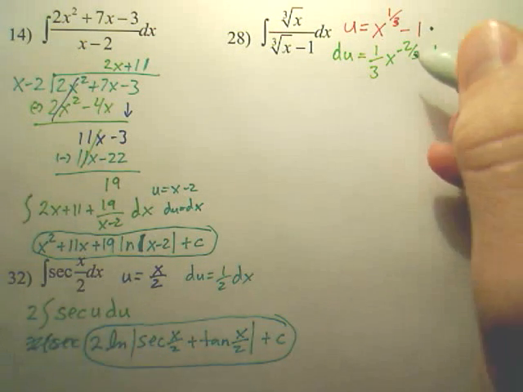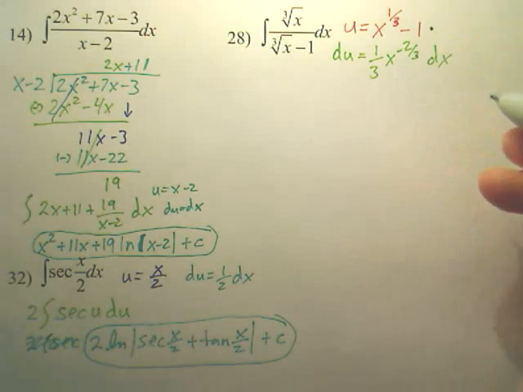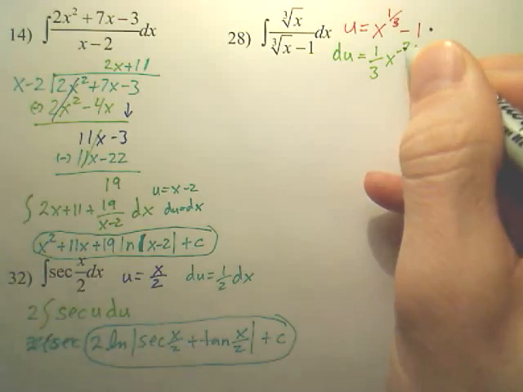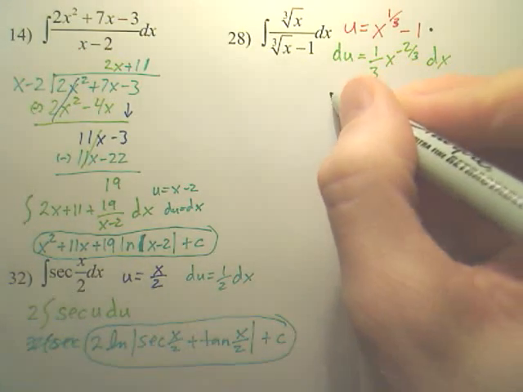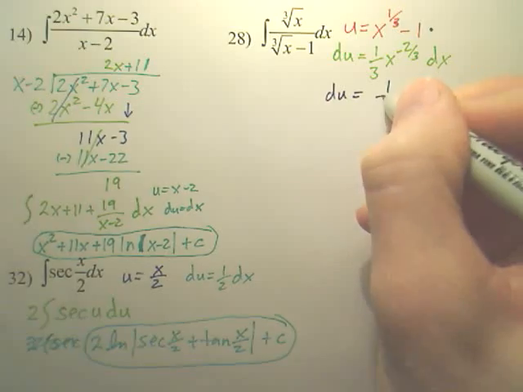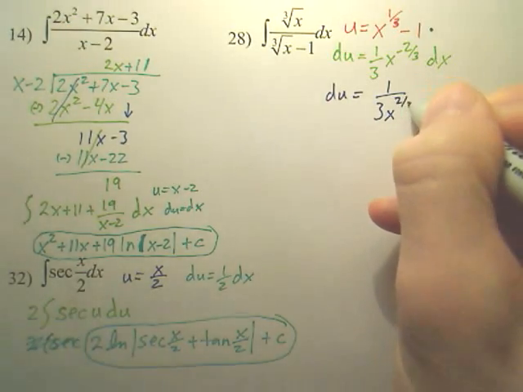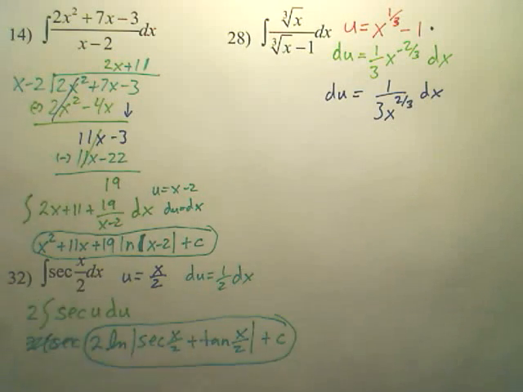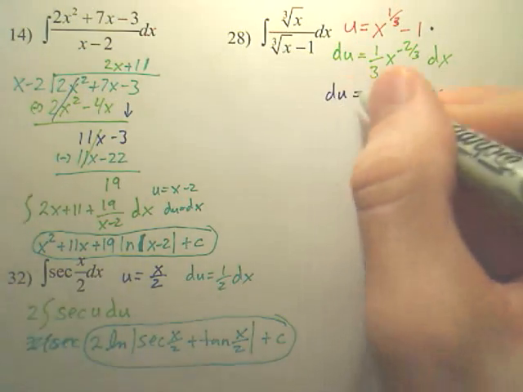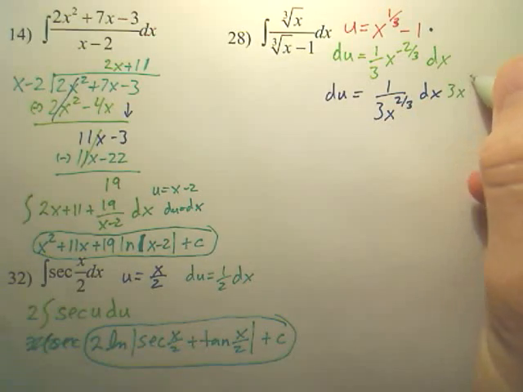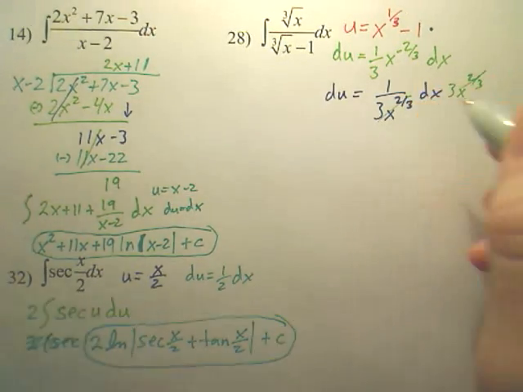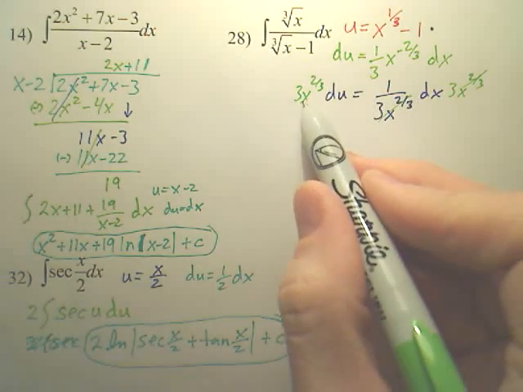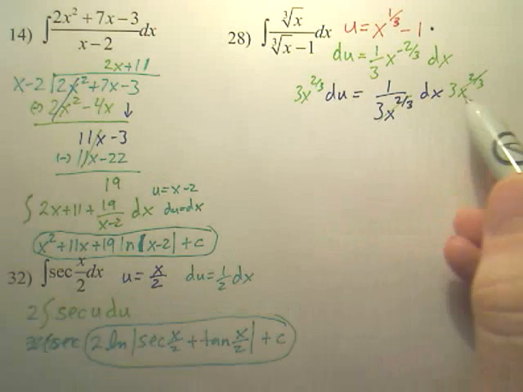Actually, before I do that, let's rewrite this one. What you have here is du equals 1/3 x to the 2/3 dx. I'm going to rewrite this one more time, moving this over. If we multiply both sides by 3 x to the 2/3, that will cancel. So do you have 3x to the 2/3 du equals dx?